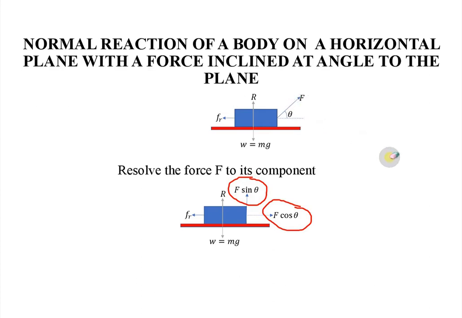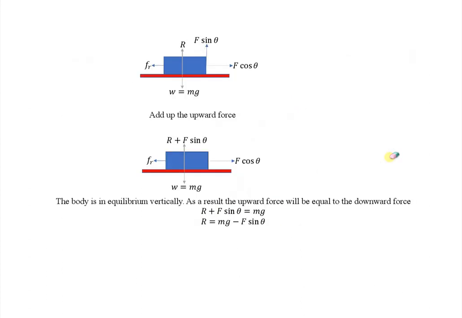So we have the horizontal and the vertical. Now, as a rule, we must consider all the forces going up and all the forces coming down. The first thing we are doing here is resolving the force. The normal reaction is going up, F sine theta is going up, and F cos theta is moving toward the east. So we add up all the forces going up, which are normal reaction plus F sine theta. And the one coming down is mg.